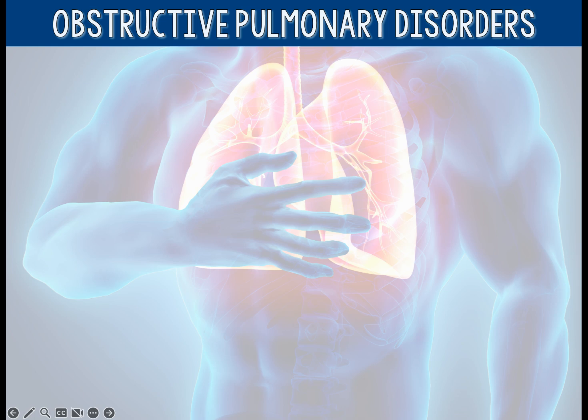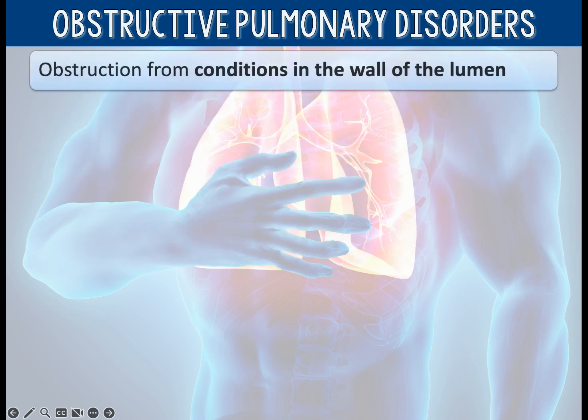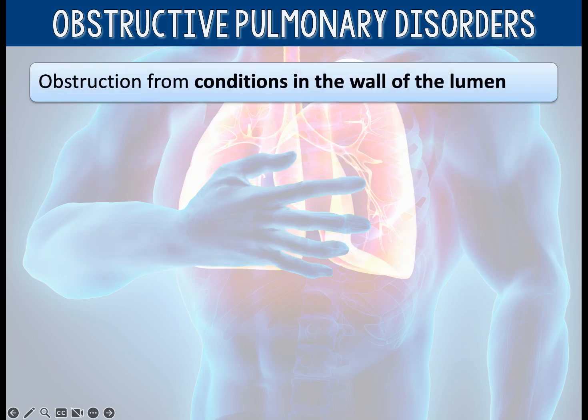So, obstruction from conditions in the wall of the lumen. What are examples of that? There's an obstruction caused by some kind of issue in the wall of the lumen, and the lumen is, think of it as the tunnel in the lungs, right? So an obstruction is caused because there's some kind of issue in the wall of the lumen.